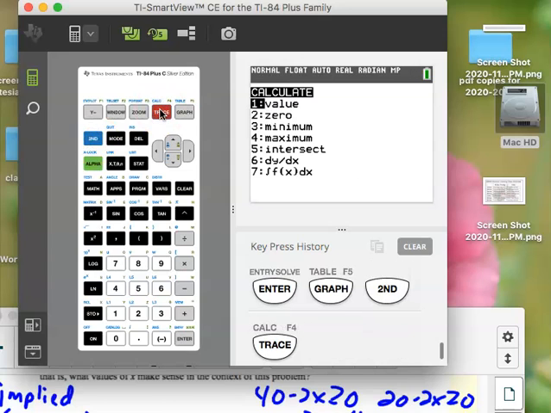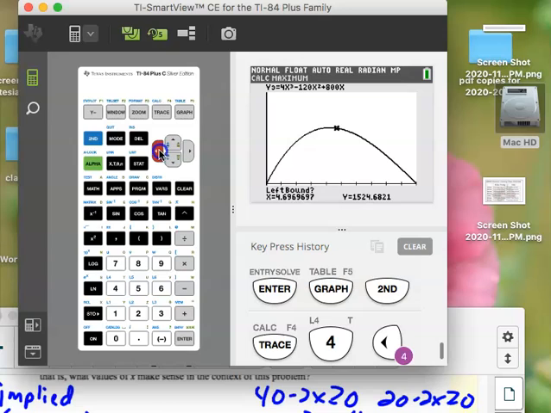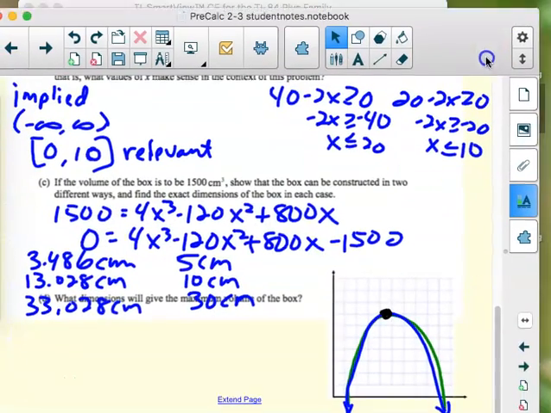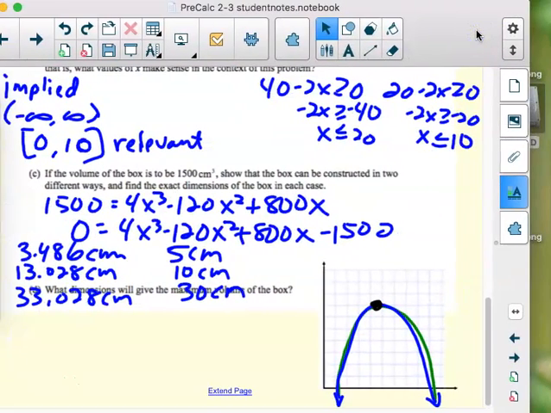Second trace, number 4, the maximum. So the left of the hill, enter. The right of the hill, enter. Enter through guess. And there it is. So to maximize the volume, we could get a little bit more than 1,500. 1,539.601 if we cut those at 4.226. So back here, the dimensions, we have x is 4.226 centimeters.